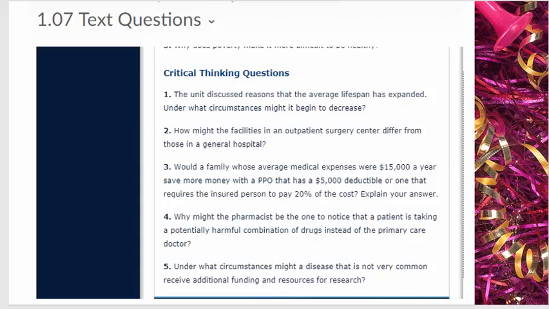So when you see, like, question 1 says, the unit discussed reasons that the average lifespan has expanded. Under what circumstances might it begin to decrease? Okay, I think this is how I would answer it. I think that lifespan would decrease if a famine occurred, if the production of crops was lower, if food wasn't readily available, if technology, if we no longer have electricity available for technology issues to occur. See, that's what I'm talking about.